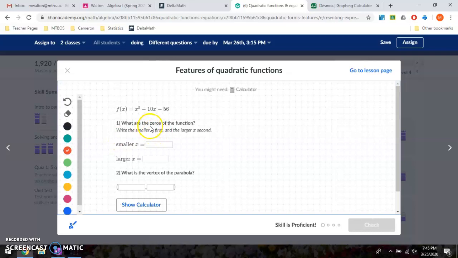Well, first off, it's asking for our zeros. Those are just our x-intercepts. Where is this function equal to 0? And the second thing that they are asking us to do is provide the vertex. So we have the zeros and we have the vertex.